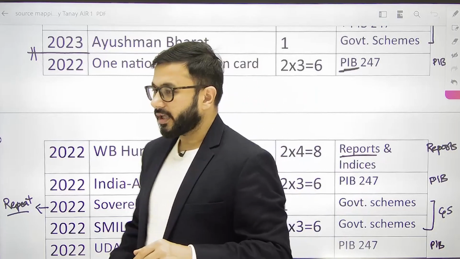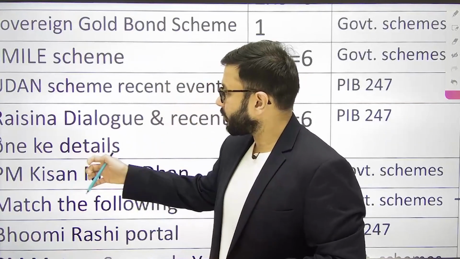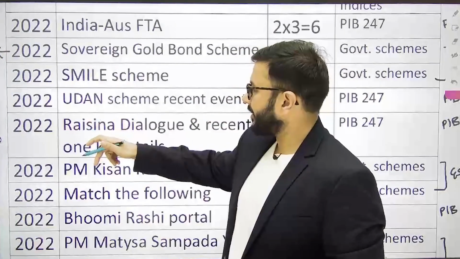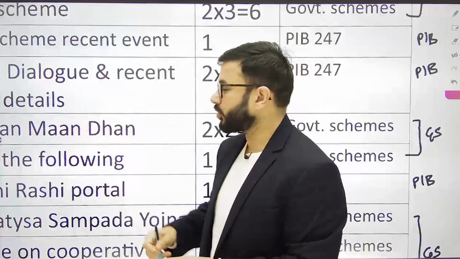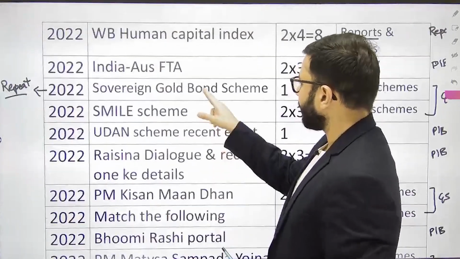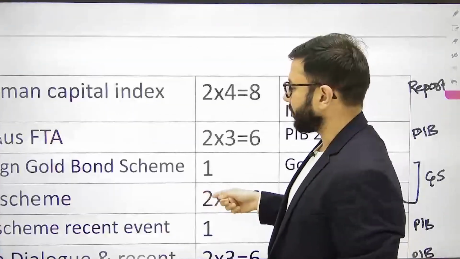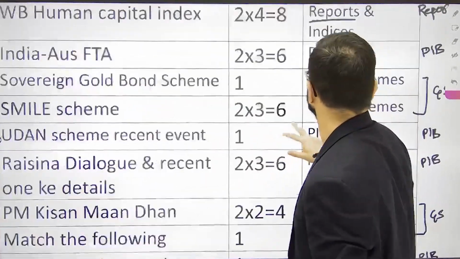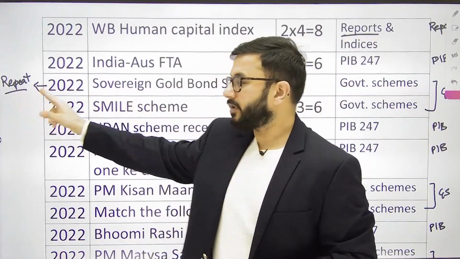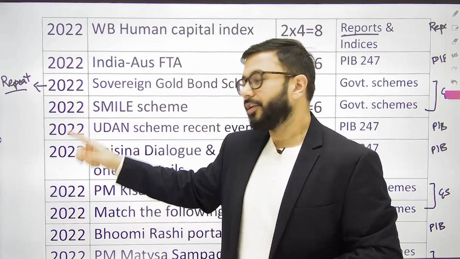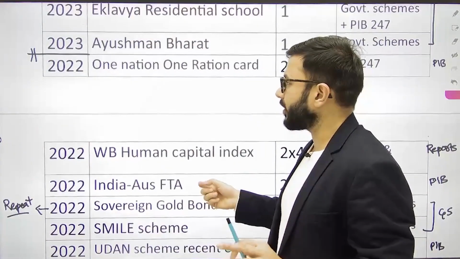In 2022, what are we seeing? Number one, we see a repeat of the question. In 2021, I have in fact mentioned it here. Yes, in 2022 there is a repeat: sovereign gold bond scheme being repeated in 2022. There is some problem with the system, I believe. Now it's fine. So in 2022 there is a repeat of sovereign gold bond, and in fact we see the same happening in 2021 also. Very little repeat, so need not worry about that too much.